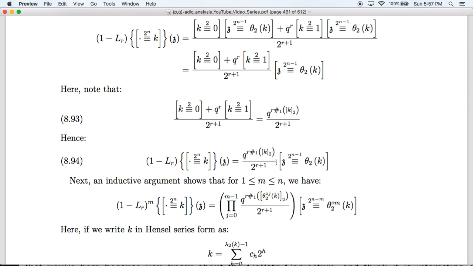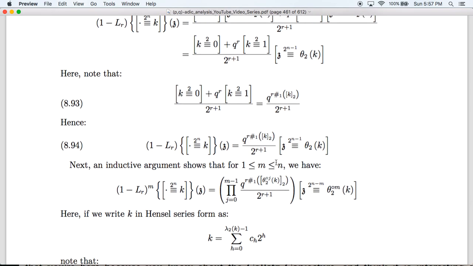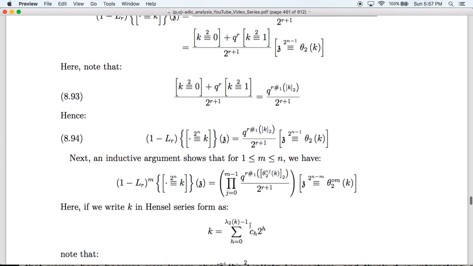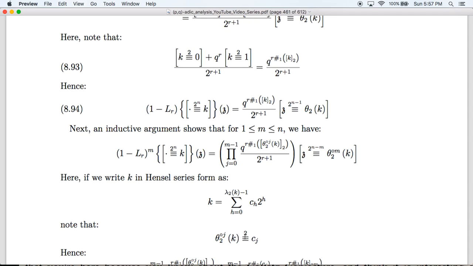And now we're going to use the fact that since k is a non-negative integer, it can be uniquely written in Hensel series form here, where lambda 2 of k is the number of 2-adic digits of k. Now we make an observation. If I take this number and apply the shift operator j times, and then project mod 2, that's a way of extracting the coefficient Cj. So for example, if we just do this mod 2, we get C0. But if we apply the shift operator once, the smallest term would be C1, and all the others would die mod 2, so this would be C1, and so on.